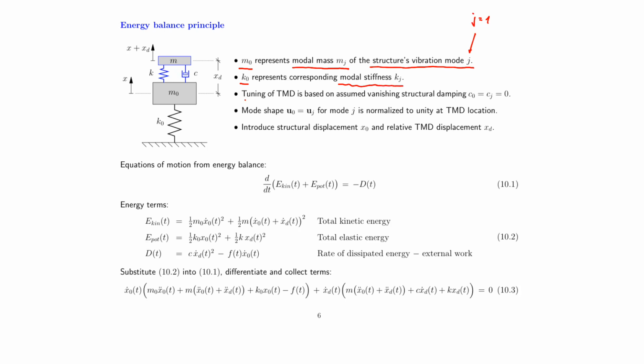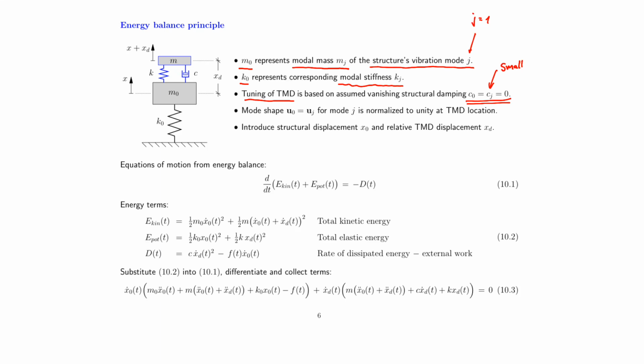And in the calibration of our TMD, that means for the tuning of the TMD, we simply neglect any structural damping. In real life, the structural damping is anyway small, because if it wasn't small, there's no need for a TMD. So whenever we need a TMD, it's simply because the structural damping is very small. And therefore, in the tuning of the TMD, we neglect this.